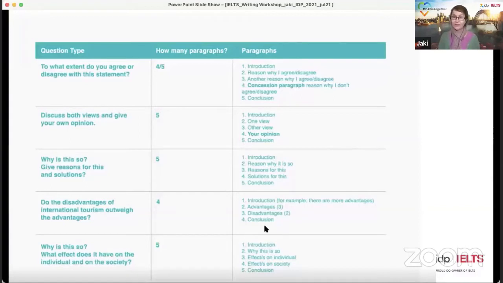So maybe you would like to take a screenshot or a photo of this slide because I think it's very helpful. It is also on the IDP website, actually. There's a video that goes through this.